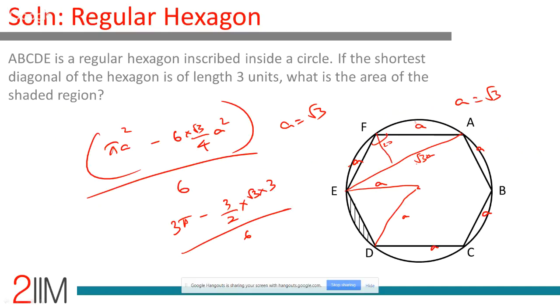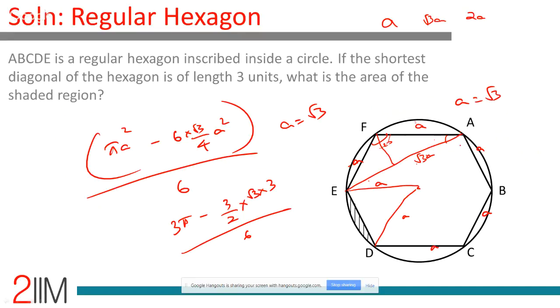Or you draw this line. This is 60. This is 30. Use some trigonometry: root 3 by 2 A, root 3 by 2 A, add up to root 3. For a regular hexagon of side A, the shortest diagonal is root 3 A, the longest diagonal is 2A. You should just know this.